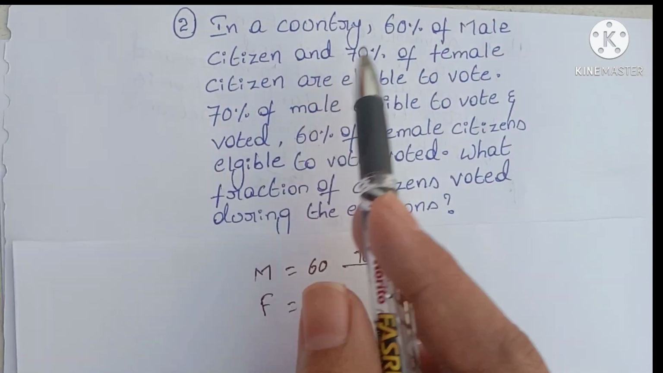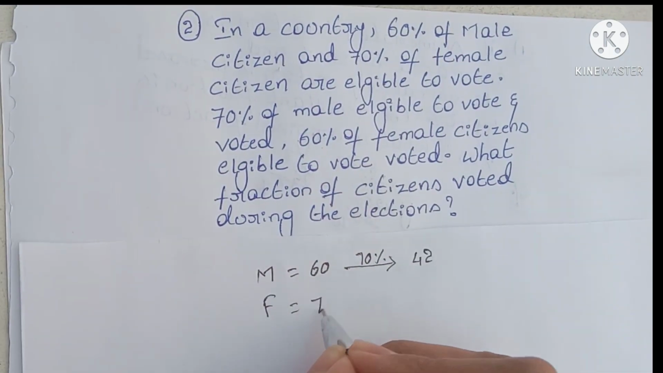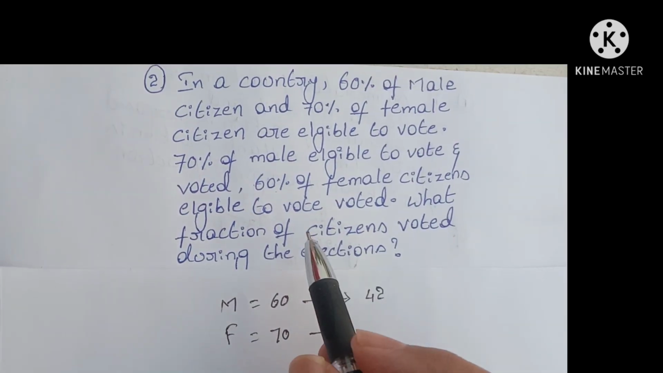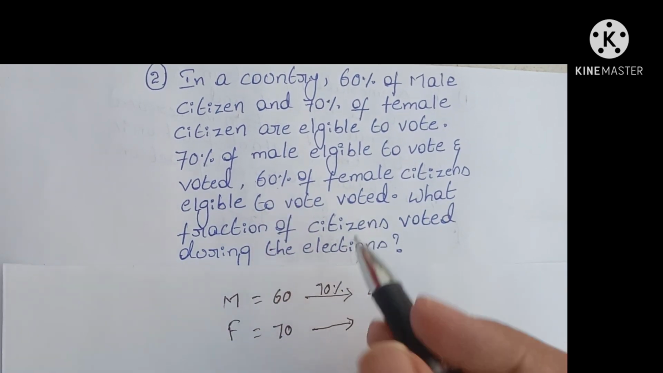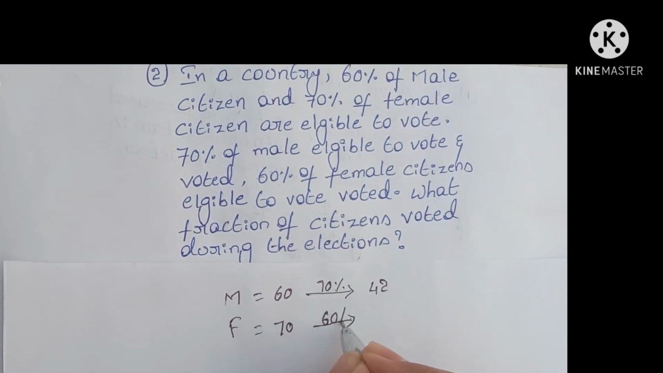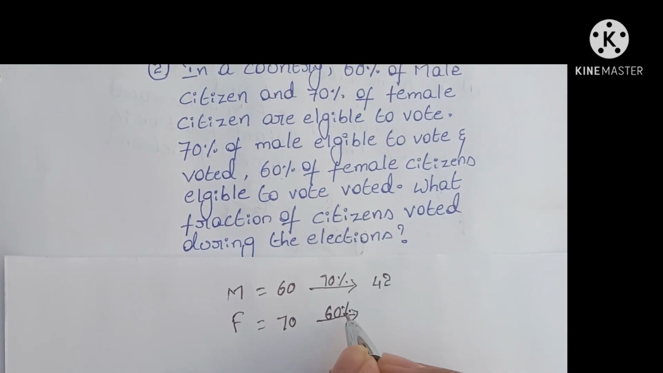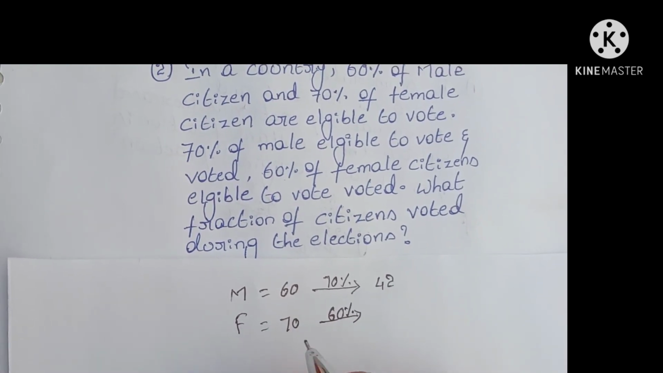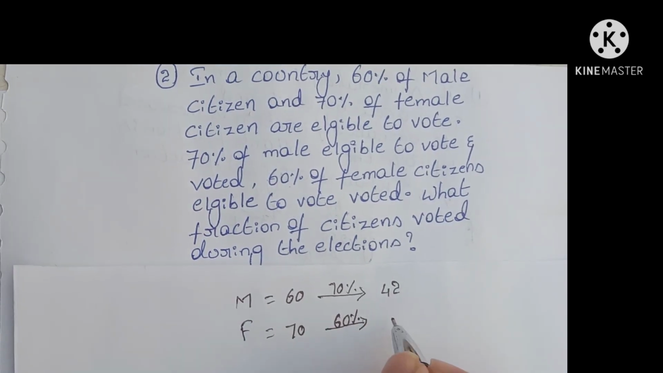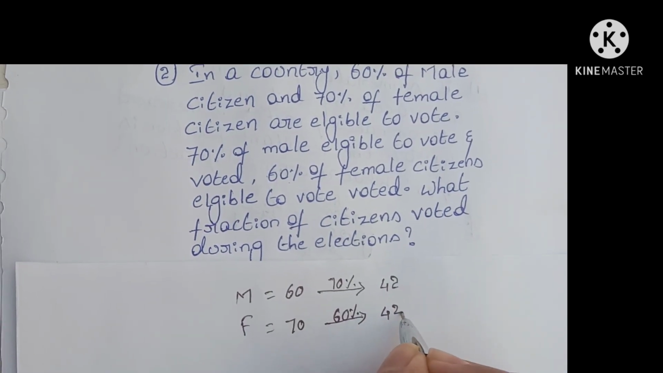Female, 70%. How many females are eligible to vote? 60%, right? Total 70%. We need to calculate 60% of this number, right? 10% is 7, 60% is 42.